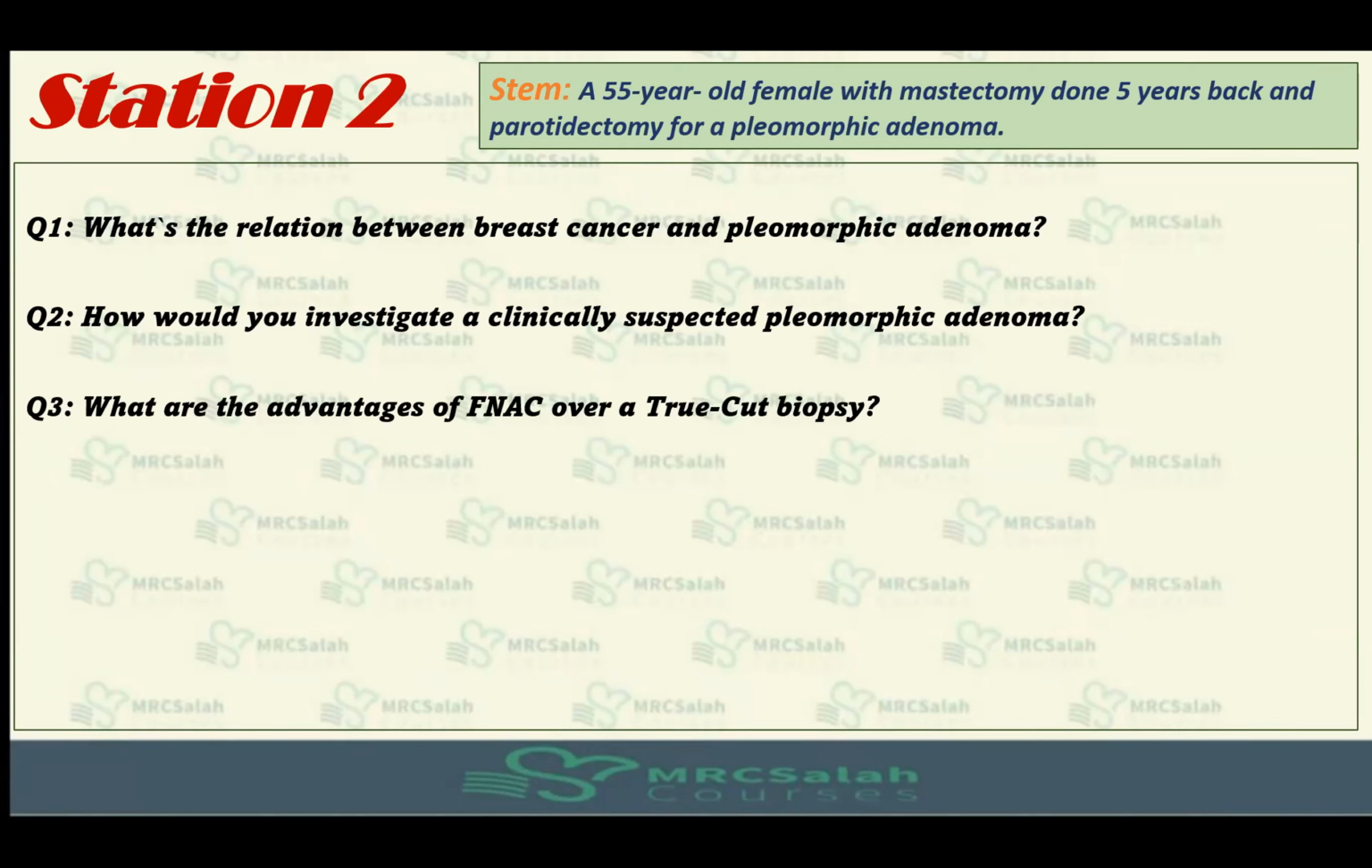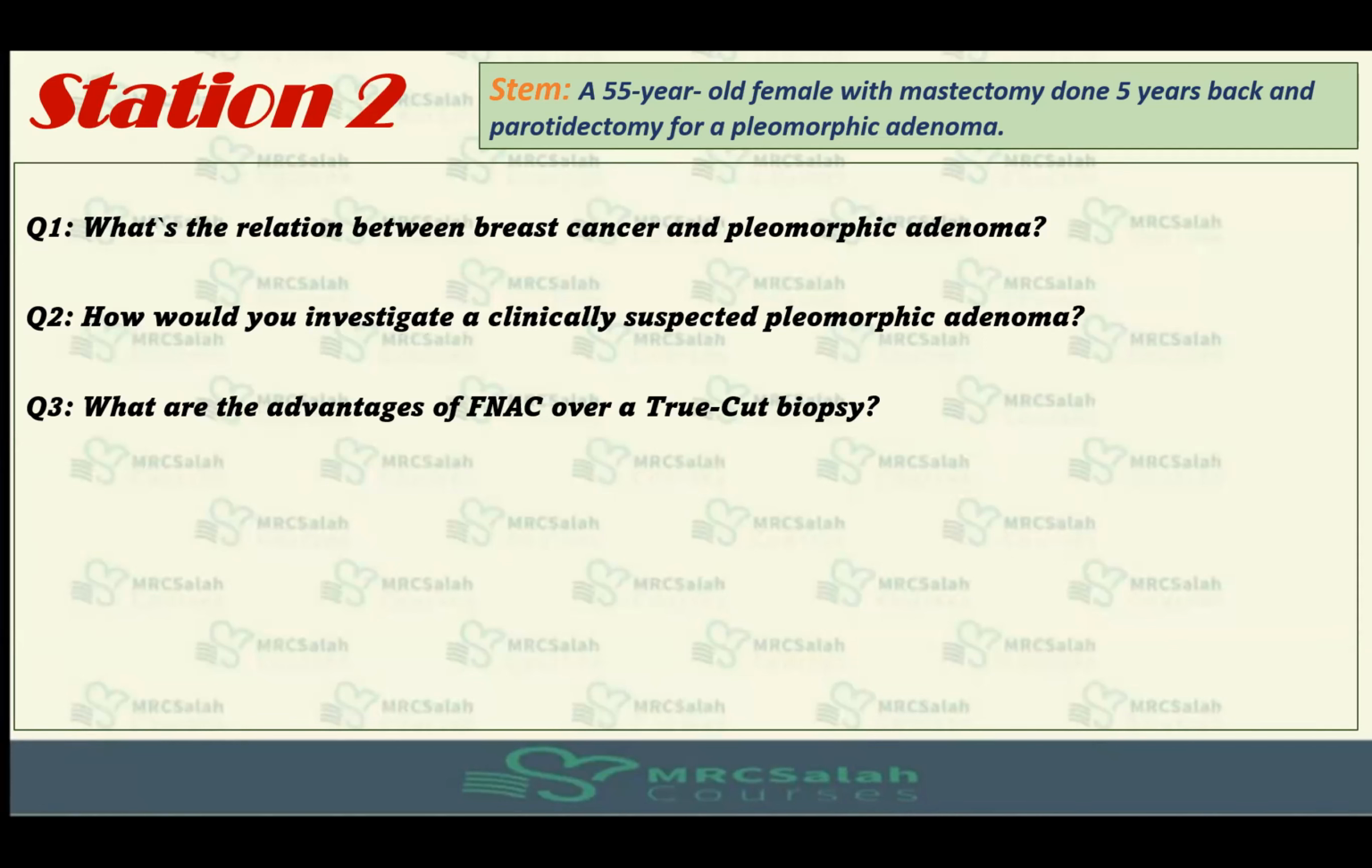Can you tell me, Mustafa, what are the advantages of an FNA over a TrueCut biopsy? Tell me the advantages and disadvantages of each one. So FNAC is simple, easy, cheap, and quick. The disadvantage is that it may give an inadequate sample.